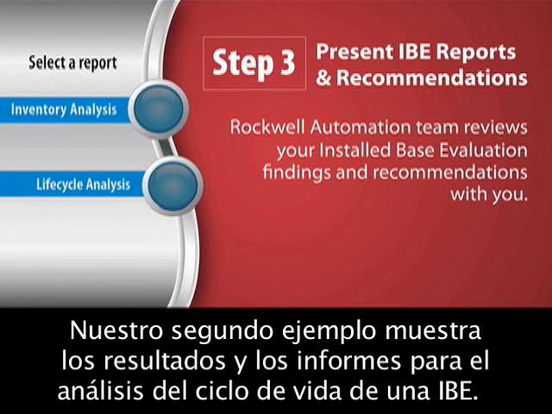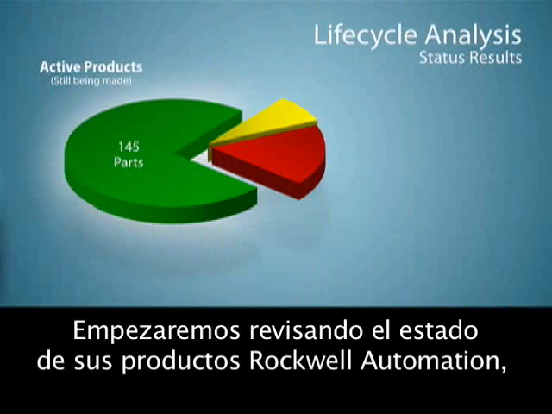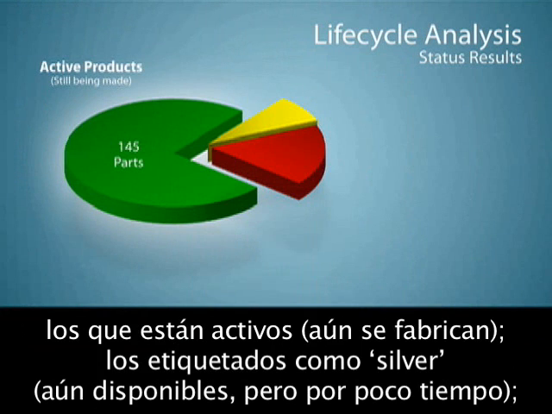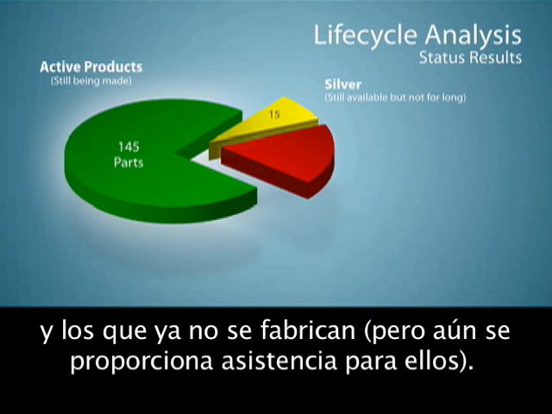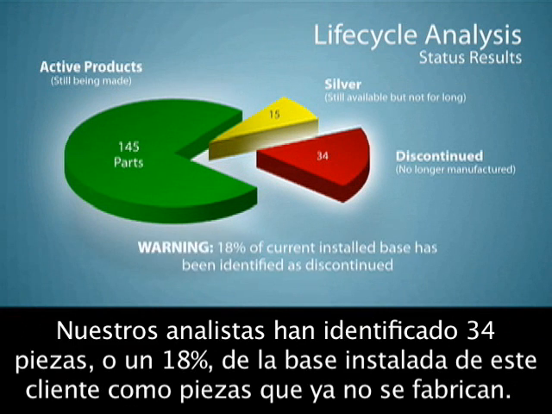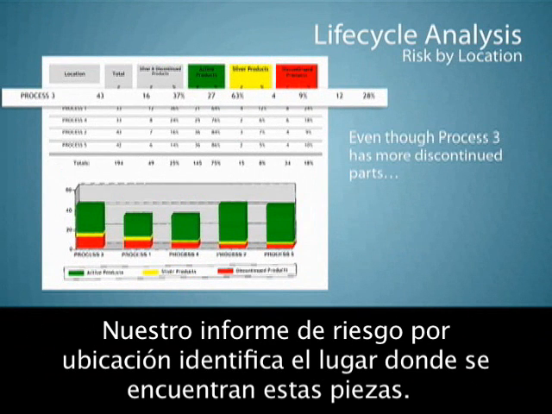Our second example shows results and reports for the life cycle analysis of an IBE. We start by reviewing the status of your Rockwell Automation products: those that are active, still being made, those labeled silver, still available but not for long, and those that have been discontinued but are still supported. Our analysts have identified 34 parts, or 18% of this customer's installed base, as being discontinued. Our Risk by Location report identifies where these parts are located.